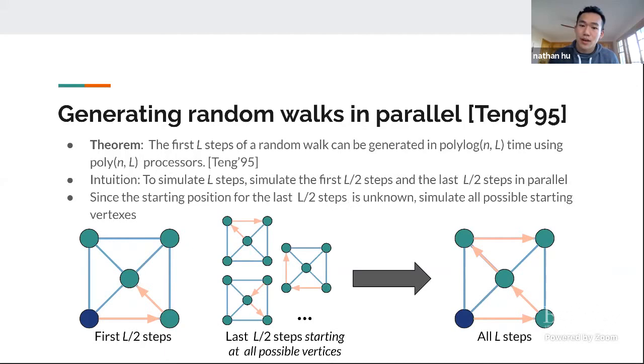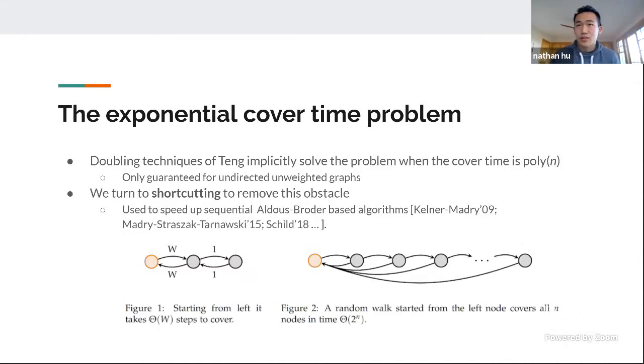Putting together Tang's parallel random walk techniques with Aldous-Broder already solves this sampling problem when our graph has polynomial cover time. Then we can generate a polynomially long transcript, and with very high probability, we'll have all first visit edges, which we can extract. But very few graphs actually have this guarantee of polynomial cover time. It is only guaranteed for unweighted graphs, and there are examples of weighted graphs and directed graphs that have exponentially large cover times.